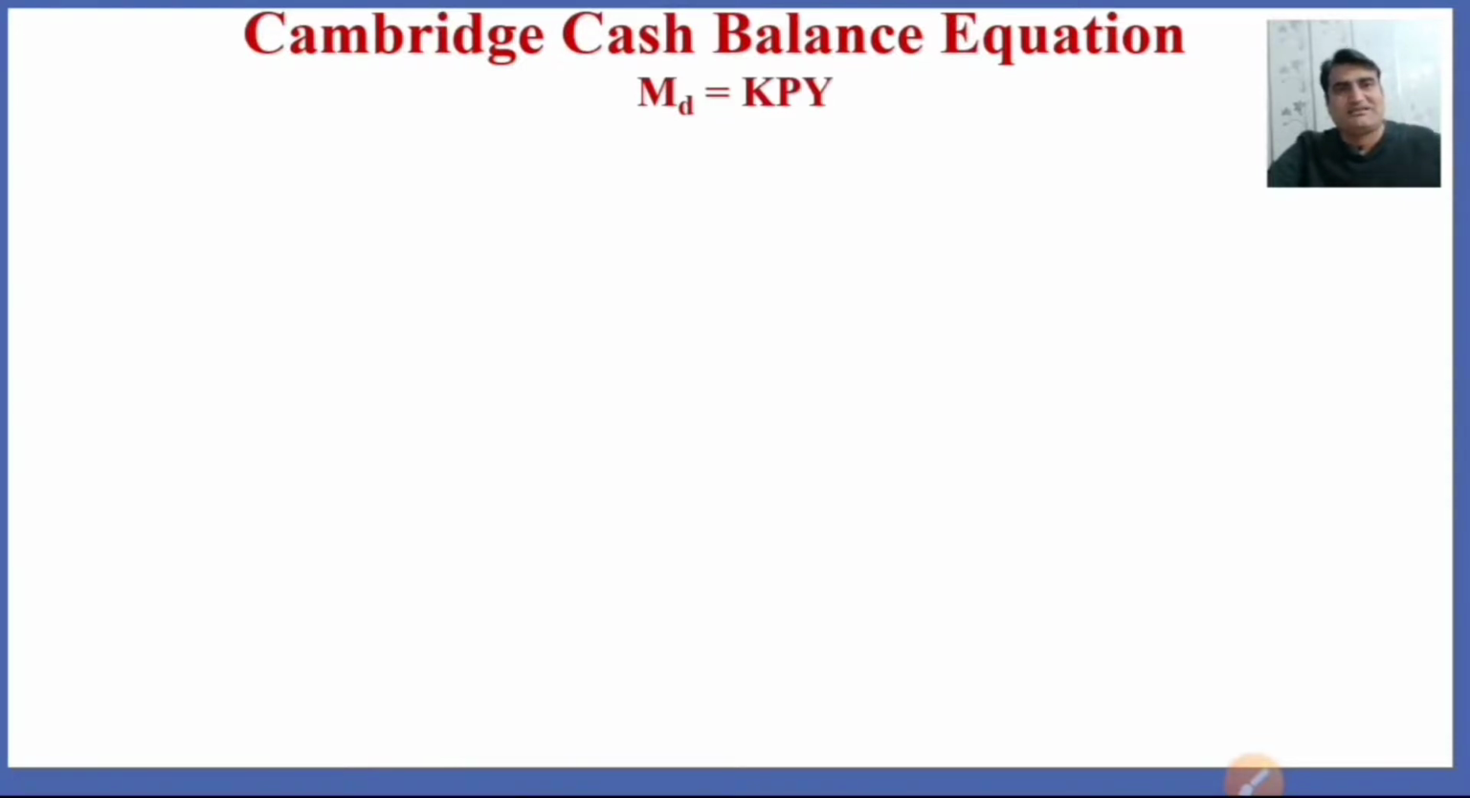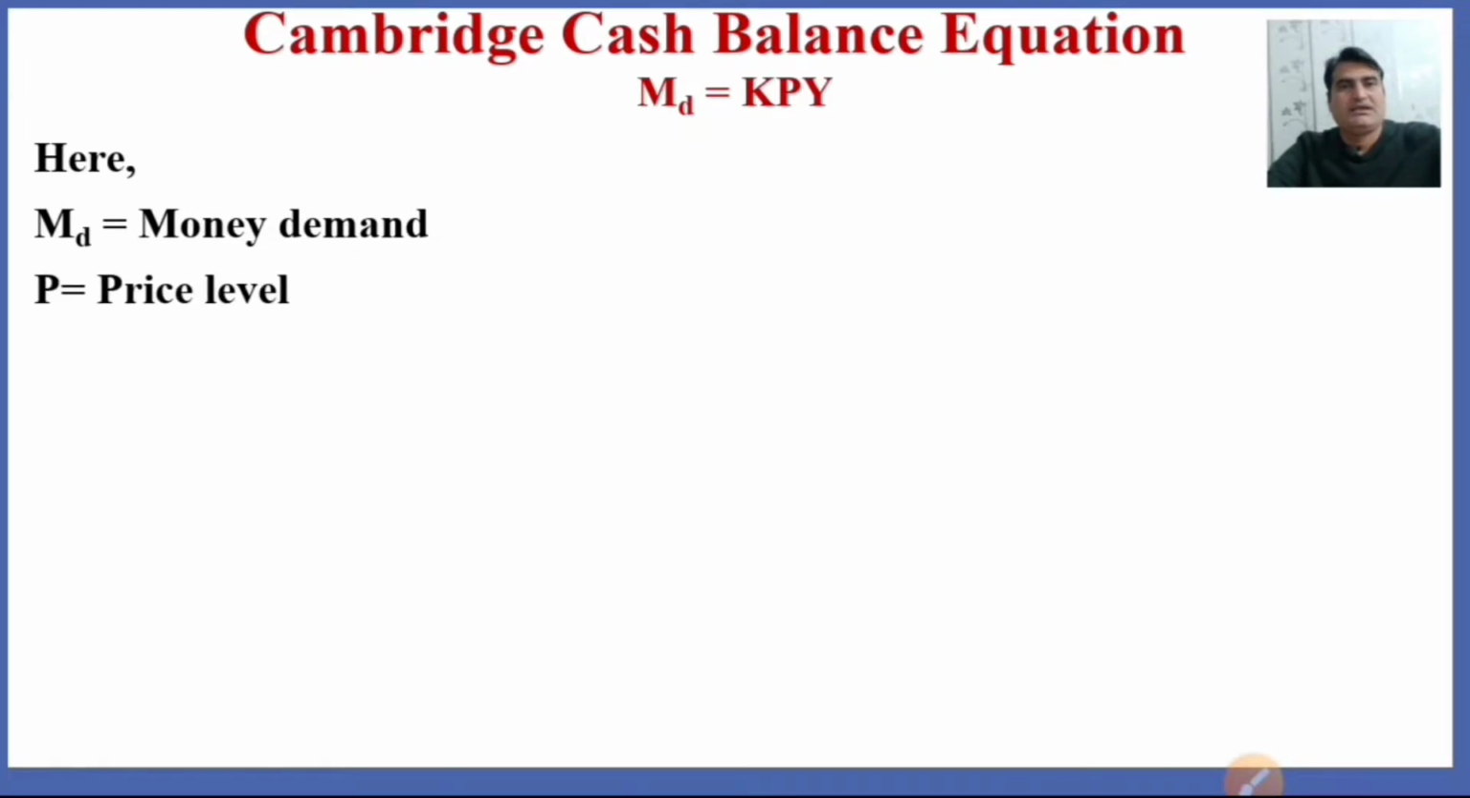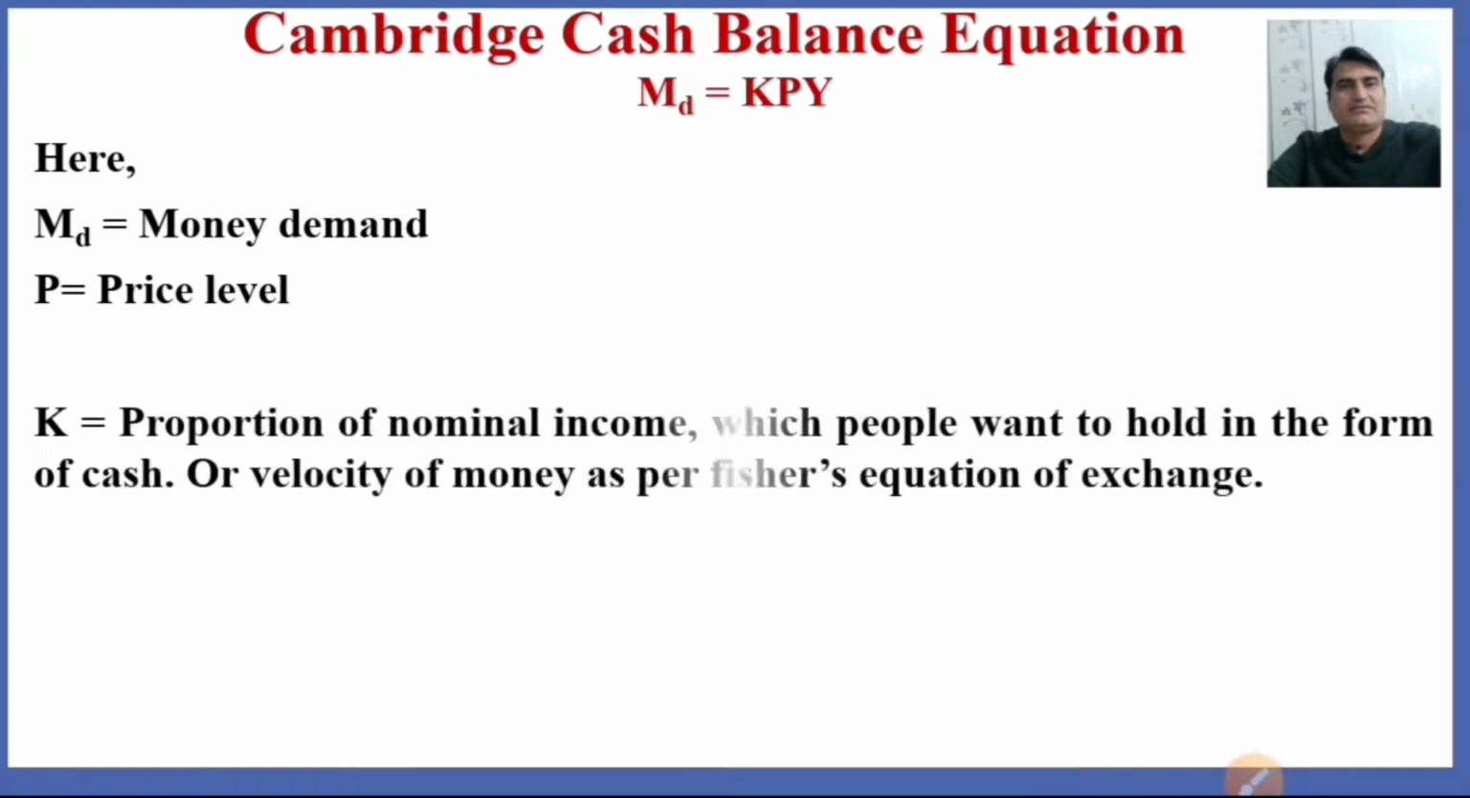What is the Cambridge cash balance equation? The Cambridge cash balance equation is MD = KPY. Here MD is the money demand and P is the price level, whereas K is the proportion of nominal income which people want to hold in the form of cash, or it is the velocity of money as in the Fisher equation of exchange. Again and again I would like to suggest you go through the Fisher equation of exchange because this will guide you more to understand this theory.